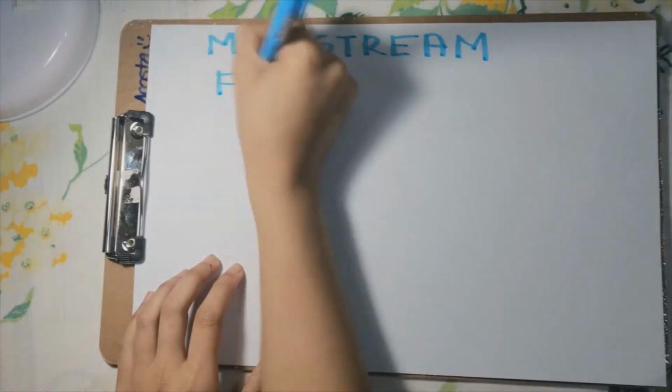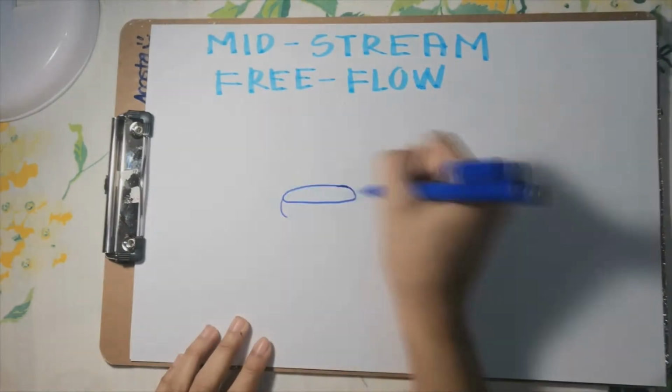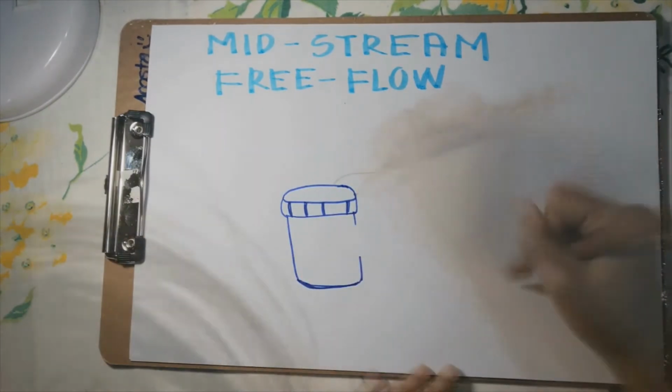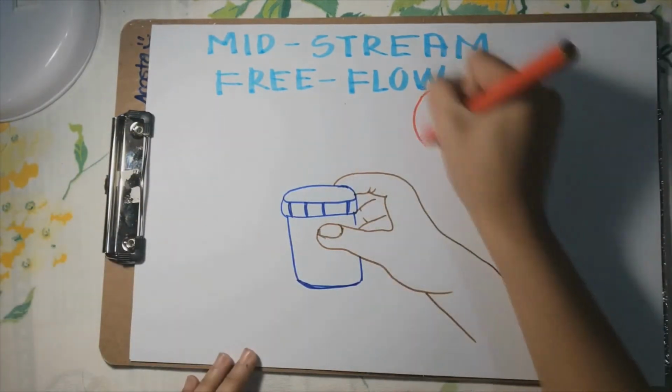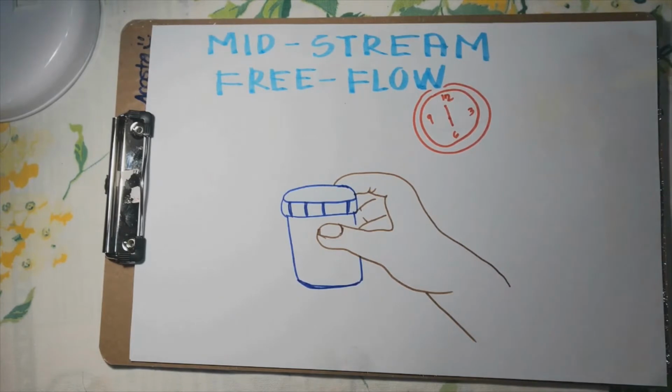Lastly, in midstream free flow, urine is voided voluntarily by the pet in the usual way and a sample is collected into a sterile container as the pet urinates. You should select a leak-proof container. Here are the steps on how urine is collected in midstream free flow.